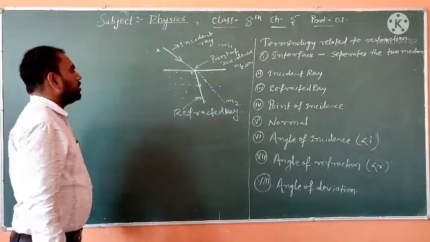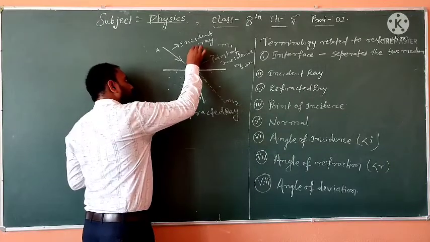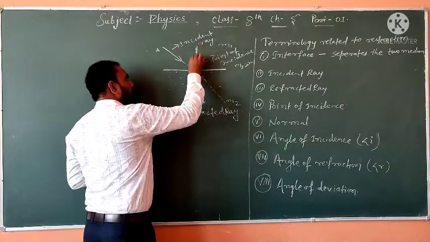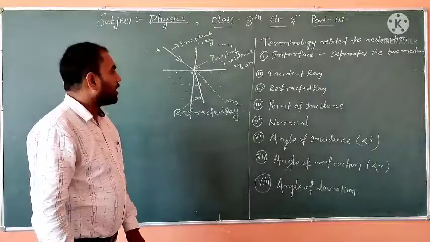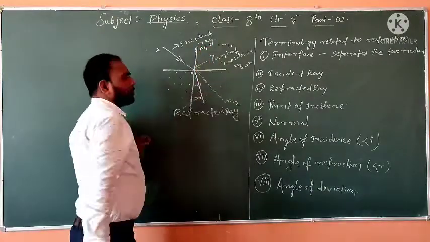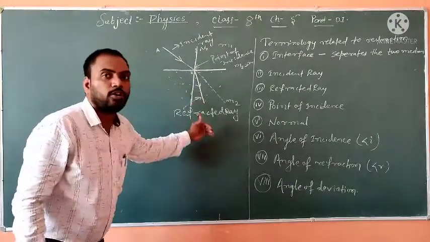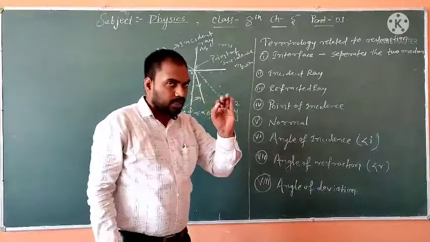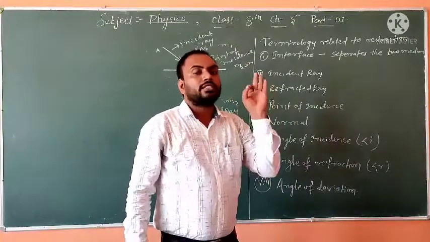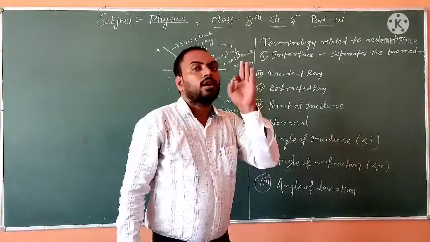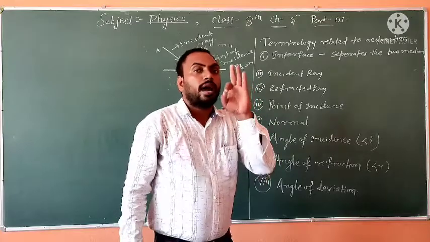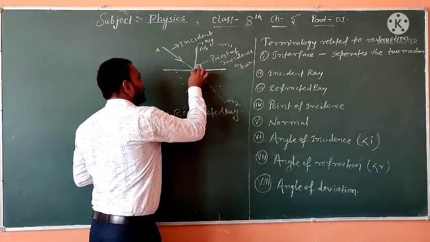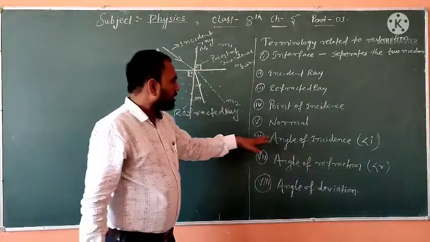Okay, normal. When you draw a perpendicular at the point of incidence on the interface, it is called the normal. Here, normal is a perpendicular line on the interface at the point of incidence. Let me repeat: normal is a perpendicular line on the interface of two media at the point of incidence. It will make 90 degrees with the interface. This is called the normal.